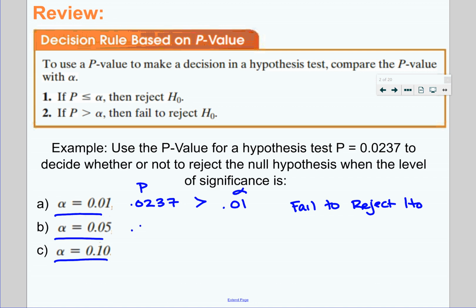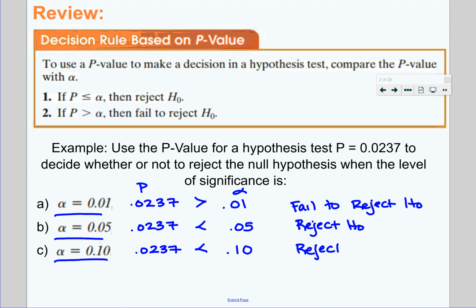Okay, what about if my alpha is 0.05? Greater than or less than? Less than, so what do we do? We reject. Okay, so this is what we want. We want a small p, we want a small area, we want it to be smaller than our alpha, and then we can reject and say there is enough evidence to either reject or support whatever we're trying to reject or support. All right, the last one, 0.0237 is less than 0.1, so again, we reject.